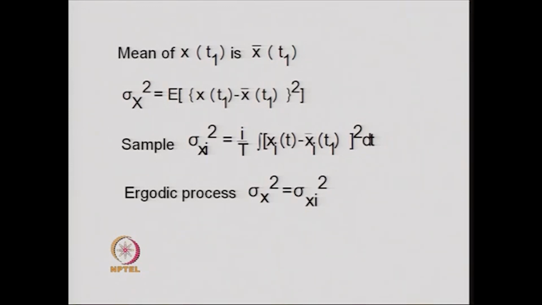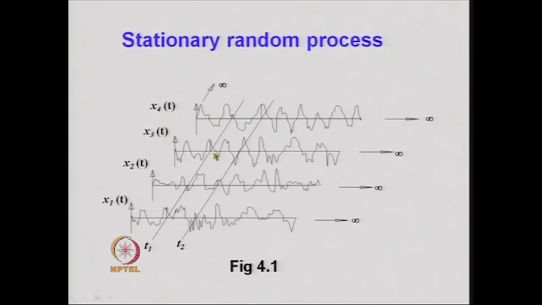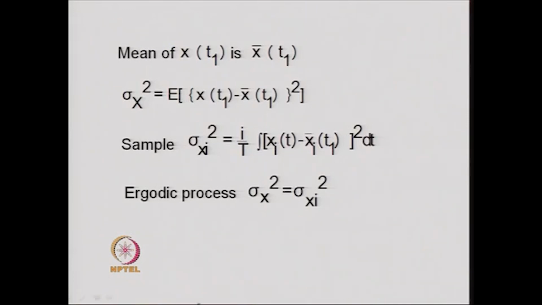Then, if we consider a single sample out of it, for that single sample we can work out a variance. This variance of the sample will be simply the values at different times minus the average value, squared, and then 1 by T times the integral of the square of this quantity gives the sample variance.